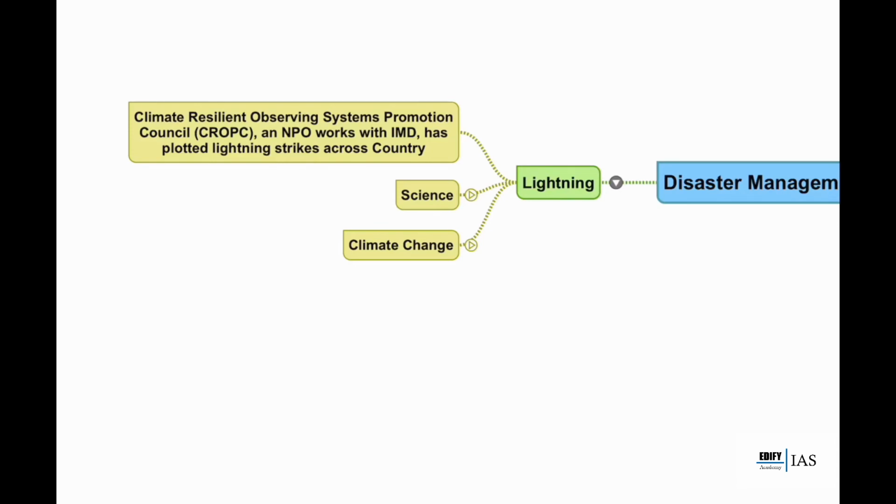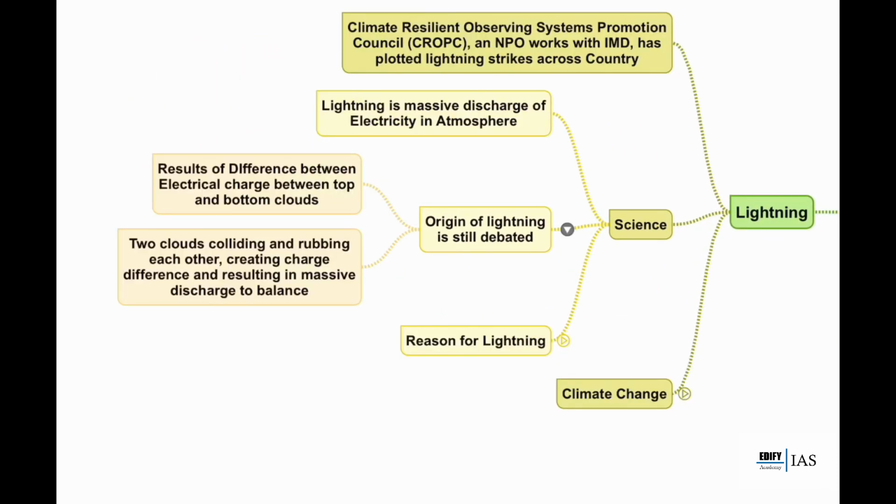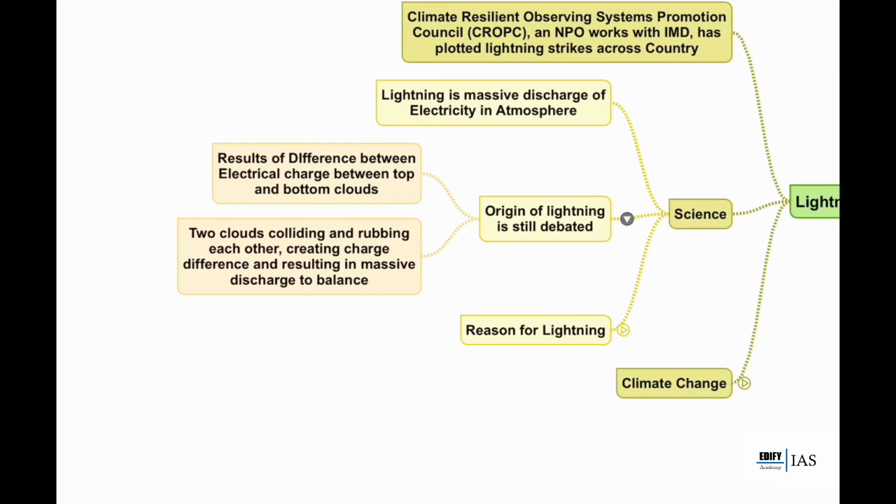So let's look at the science of lightning. Lightning is a massive discharge of electricity in the atmosphere. A simple definition for it, just don't stress yourself, keep it simple. Now, the origin of lightning is still debated, as in there are many theories of how lightning originates, and there is no one solid theory that we can stick to. Let's look at a few theories and understand what they are so you're able to mark the right one if it does come up, right?